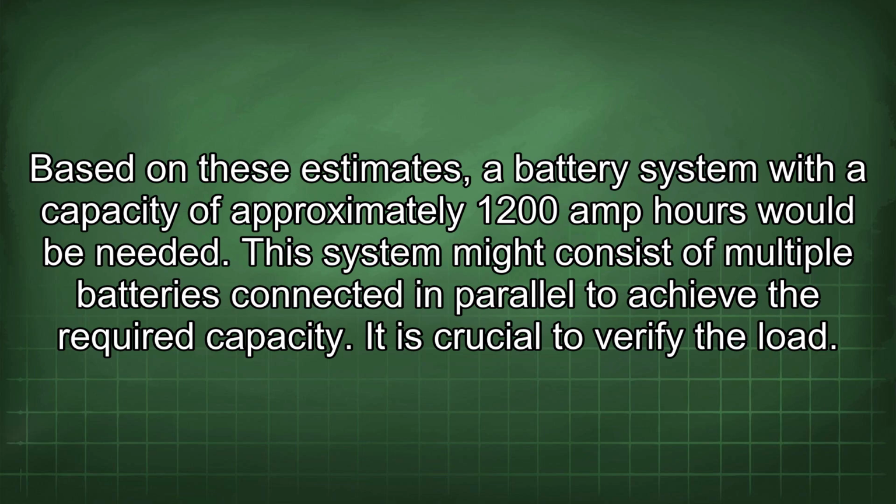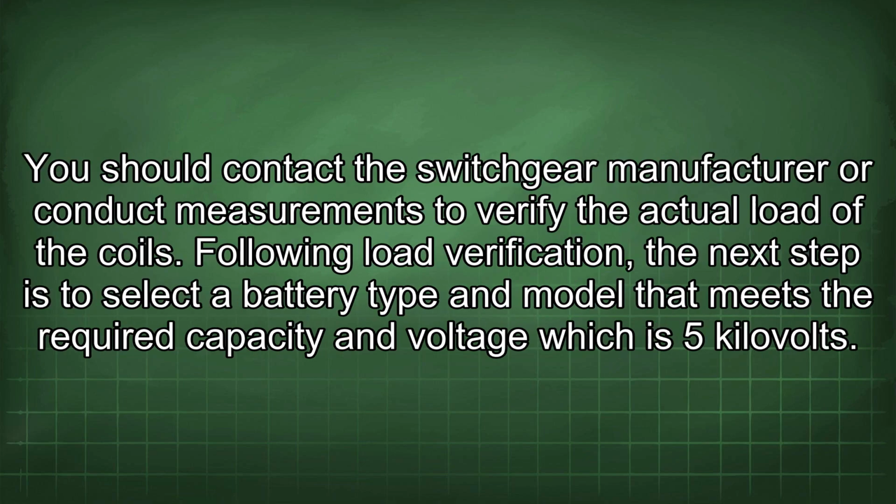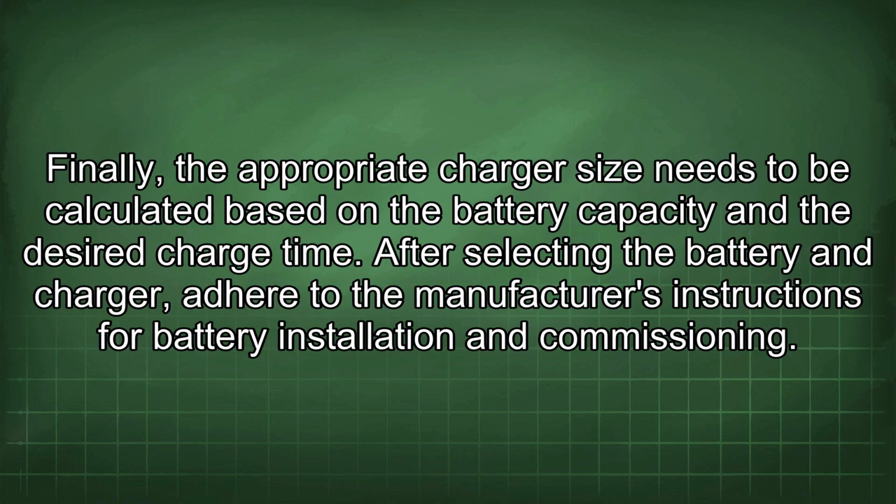It is crucial to verify the load. You should contact the switchgear manufacturer or conduct measurements to verify the actual load of the coils. Following load verification, the next step is to select a battery type and model that meets the required capacity and voltage, which is 5 kV. Finally, the appropriate charger size needs to be calculated based on the battery capacity and the desired charge time. After selecting the battery and charger, adhere to the manufacturer's instructions for battery installation and commissioning.